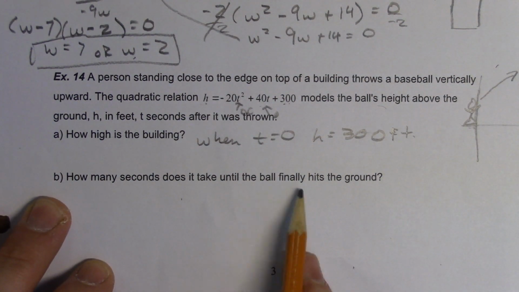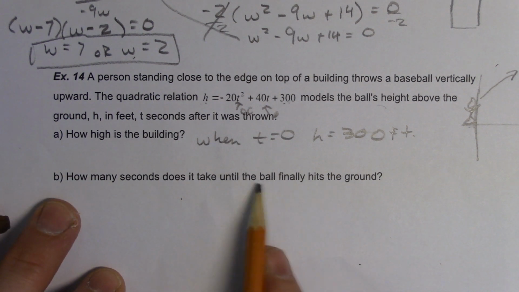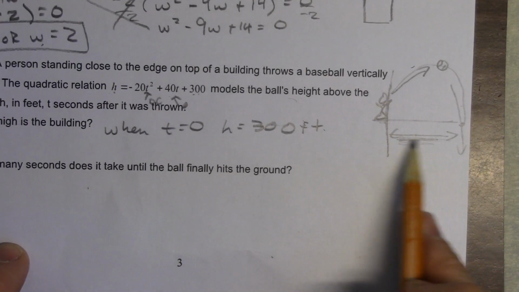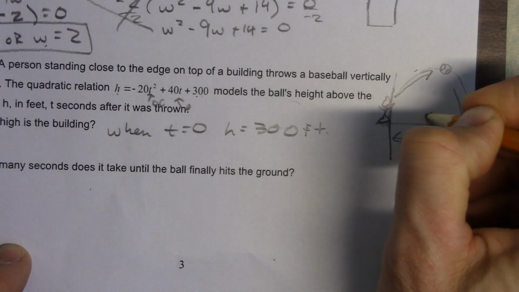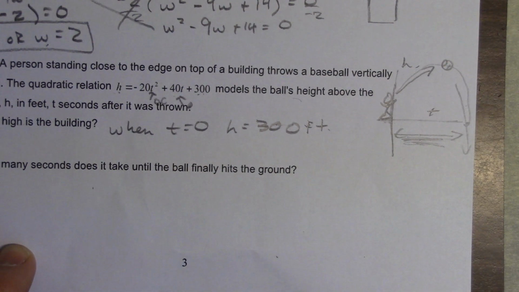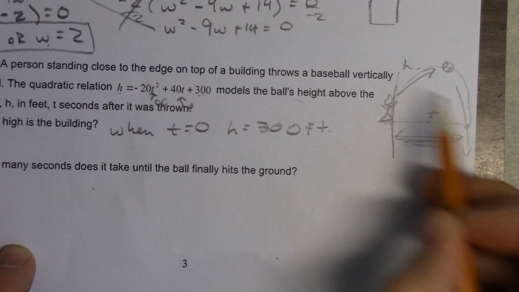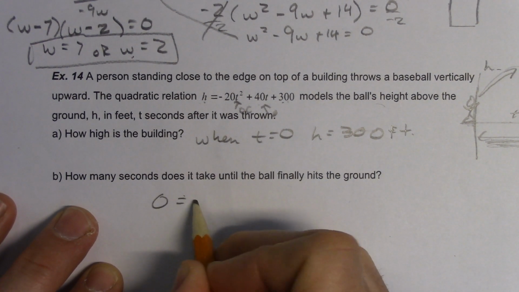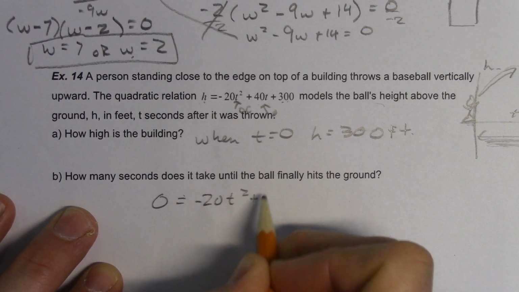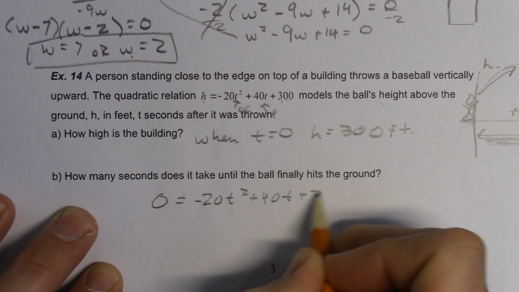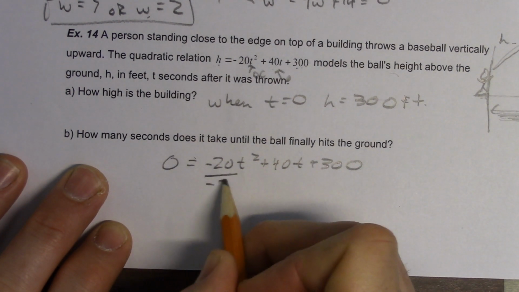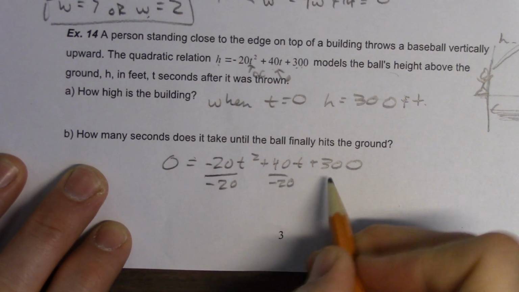How many seconds does it take until the ball finally hits the ground? So here we need to find the zeros, because we want to know this X measurement, which is measured in time. In this case, it's not distance, it's time and height. We want to know the time when H is equal to 0. So what do we do there? We set H equal to 0 because that's when it's going to hit the ground, and then we need to solve for T. The first step here would be to divide each value by negative 20.